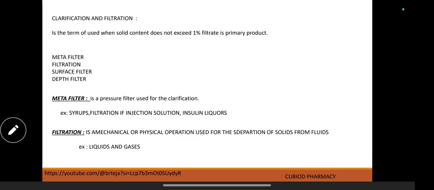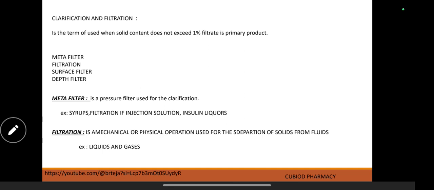What is the meaning of clarification and filtration? Clarification and filtration is the term used when the solid content does not exceed 1% and the filtrate is the primary product. This is called clarification and filtration. Filtration basically depends on four filter types: first one, meta filter; second, filtration; third, surface filter; fourth, depth filter.